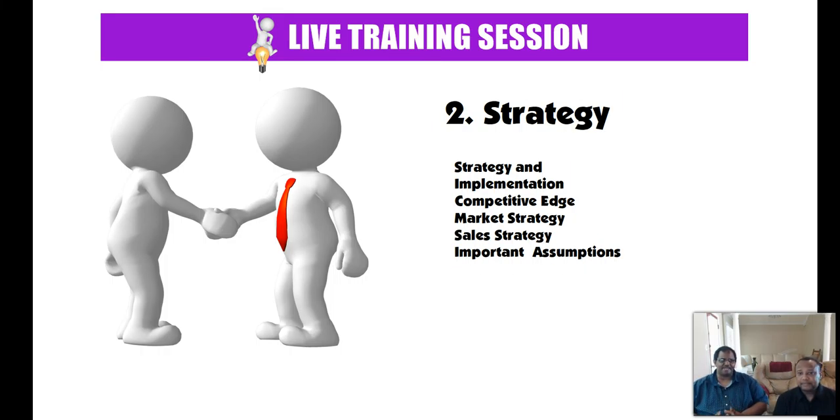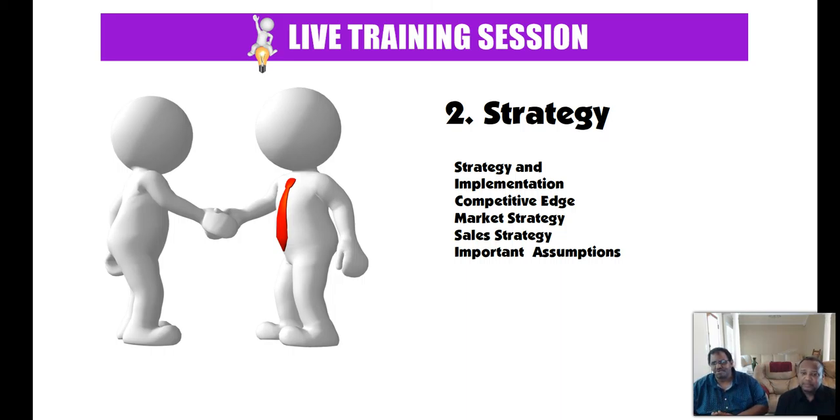The next thing is planning your strategy. You've got to plan a strategy, then how you're going to implement your strategy. Then you look at what competitive edge you have over your competition. The next thing, how are you going to market the strategy, which Eric is going to cover again later. Then you need a sales strategy. How are you going to draw these people to your business?